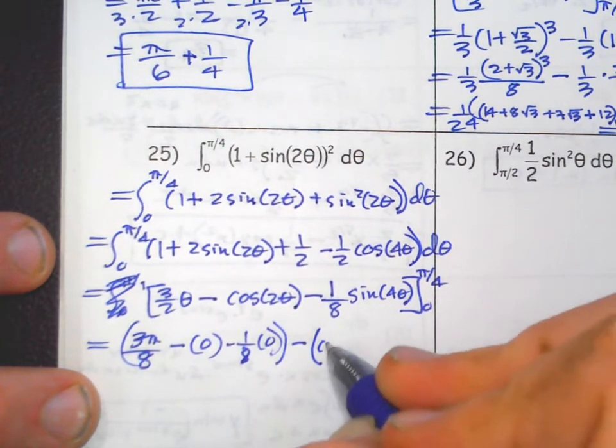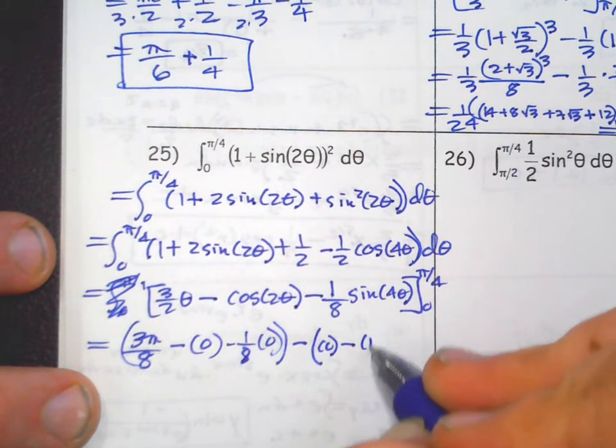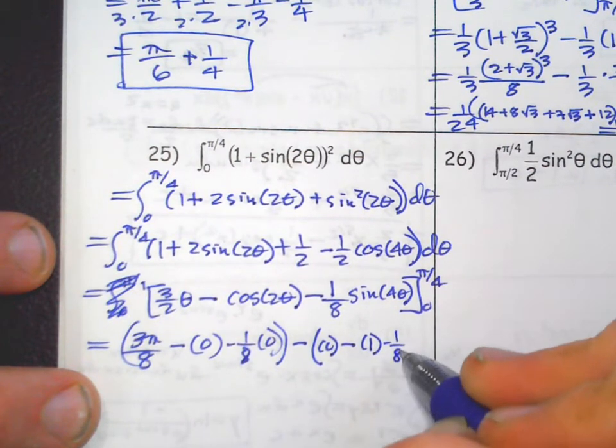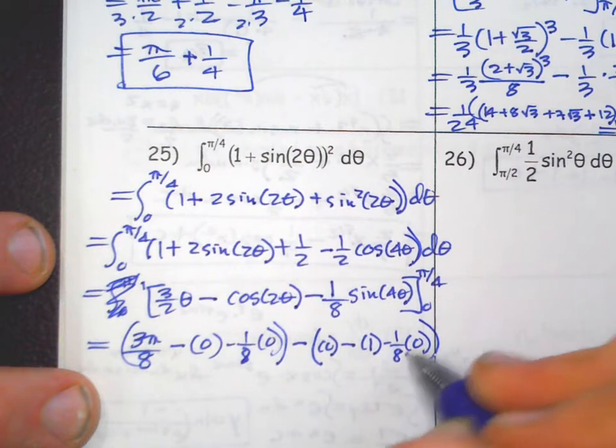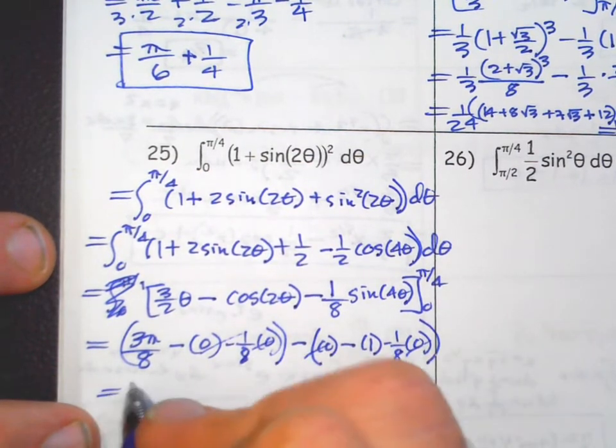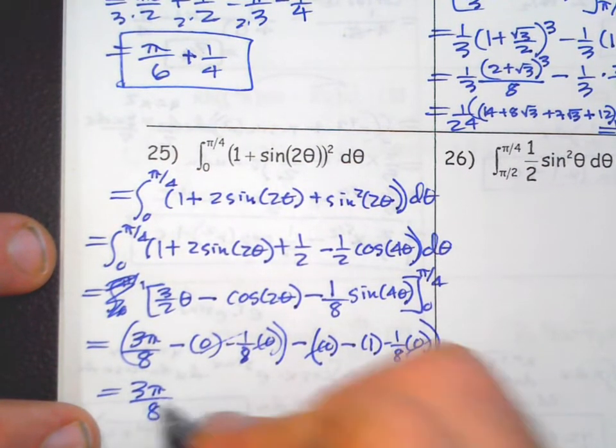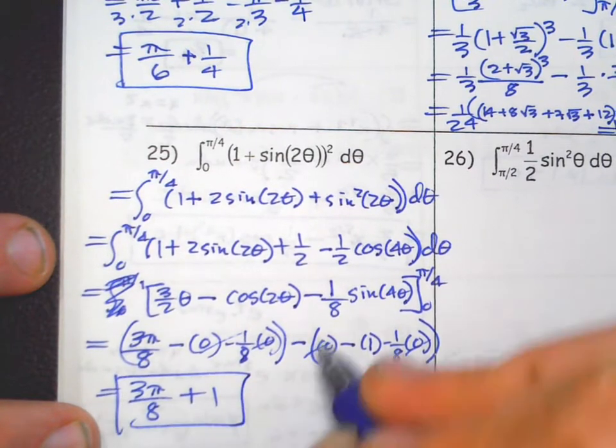Plug 0 in and get 0. Cosine of 0 is 1. Sine of 0 is 0. So a lot of these terms drop out. We get 3 pi over 8 plus 1. Distribute the negative.